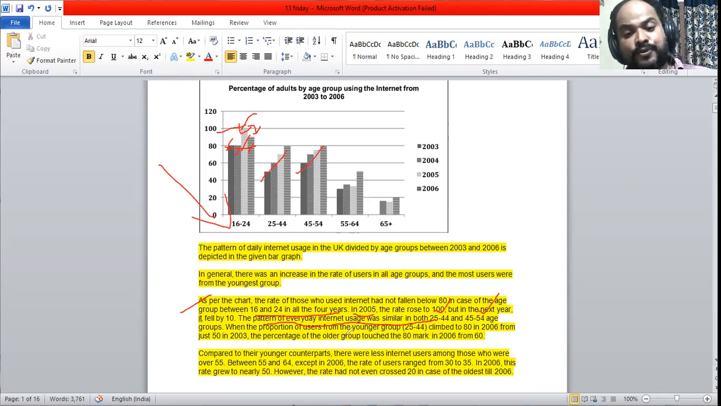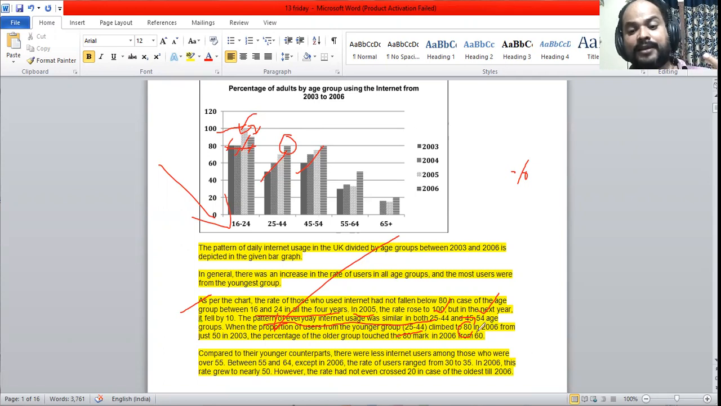When the proportion of users from the younger group, from these mentioned, so that's why it's given in the bracket, climbed to 80. So this is the 80 mark, climbed to 80. I have not used 80% because I have used proportion as the subject. If I have used proportion or rate as the subject, I don't need to keep the percentage sign. It's not needed because the subject is already here. So I can say it climbed to 80, not 80%.